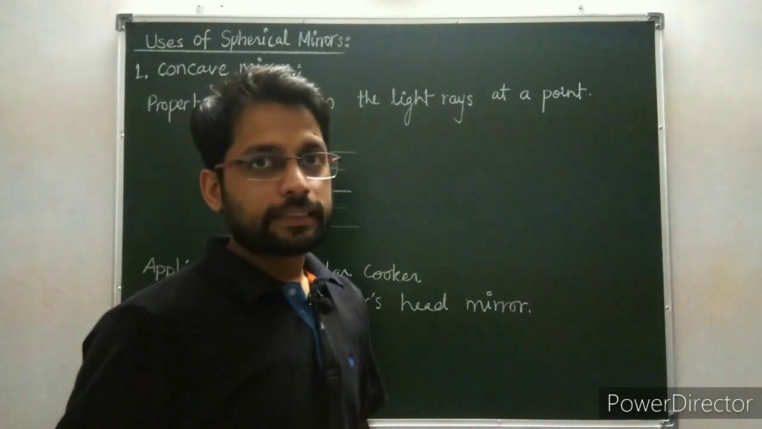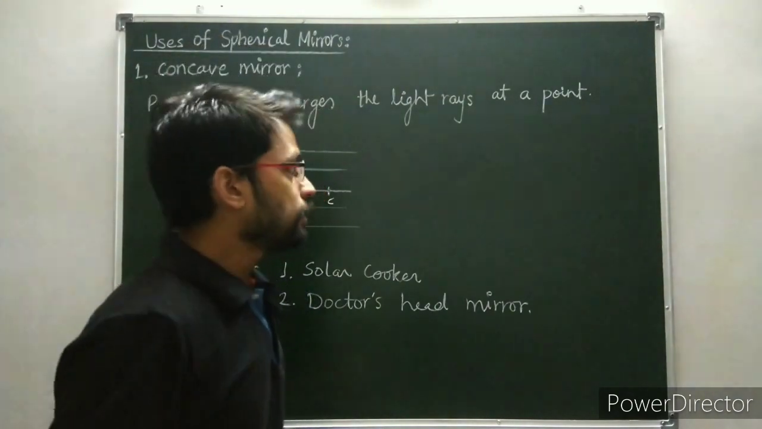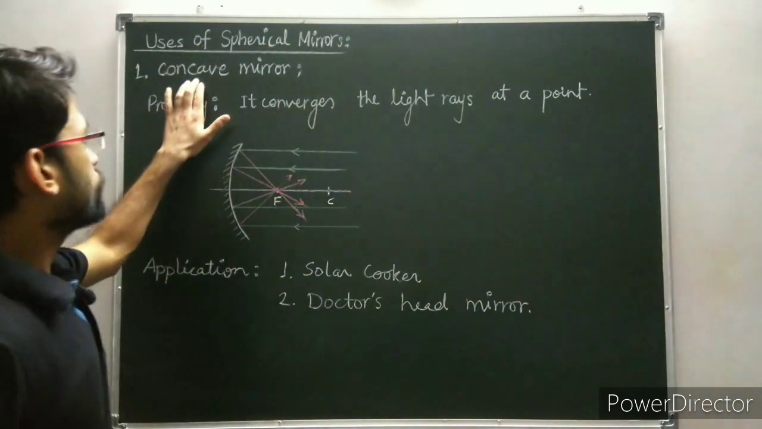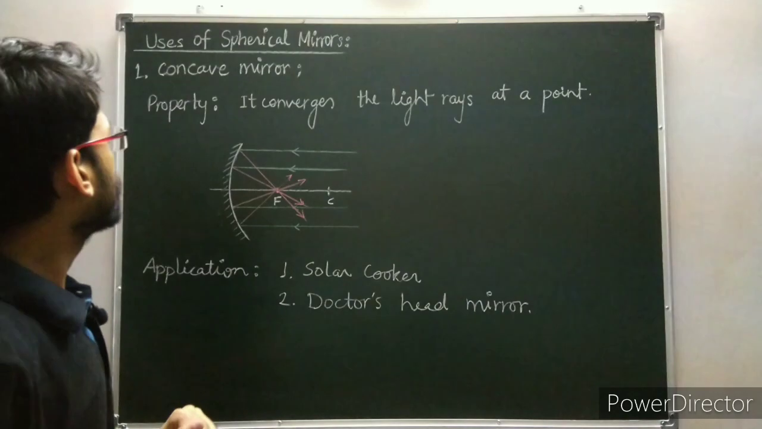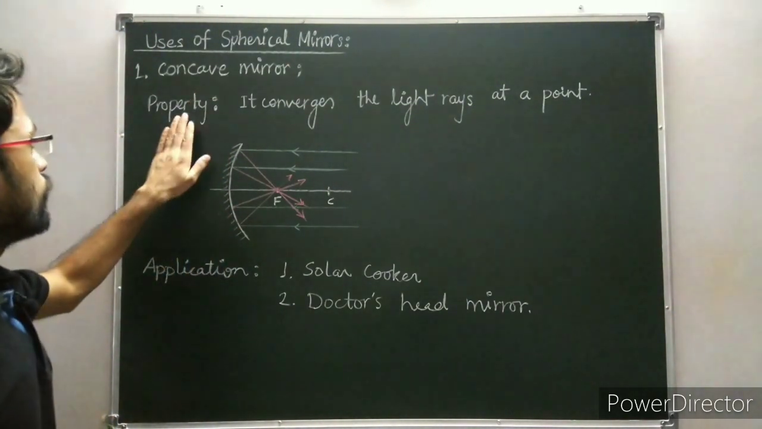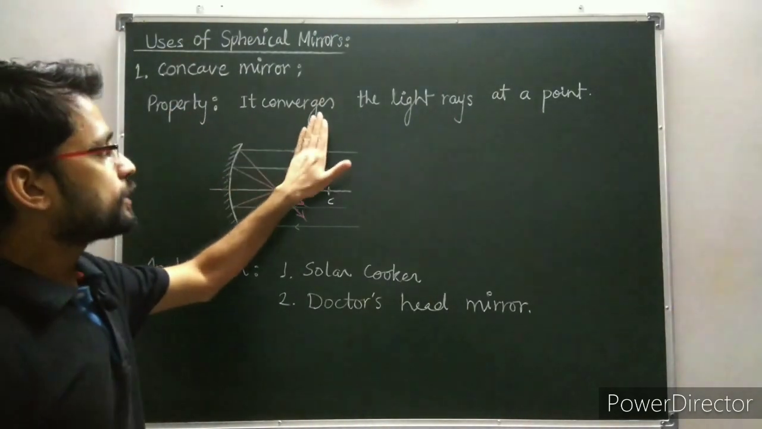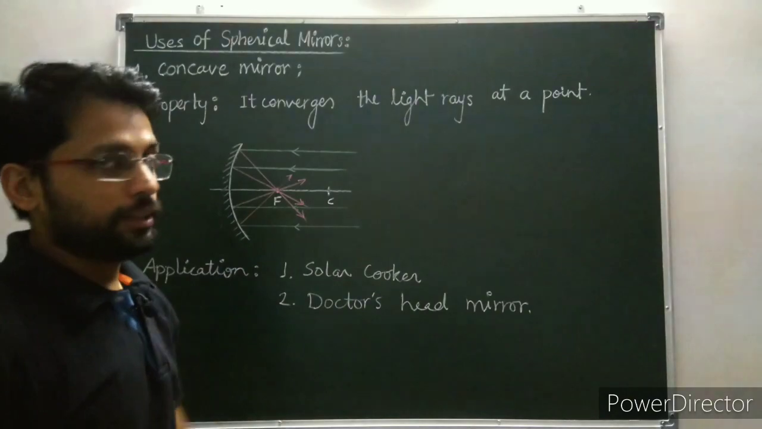Now I'm going to discuss the uses of spherical mirrors. First, I'm going to discuss the uses of concave mirror. Concave mirror has one important property, that is it converges the light rays at a point.